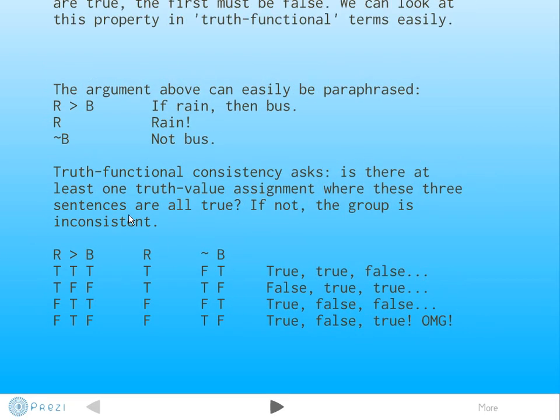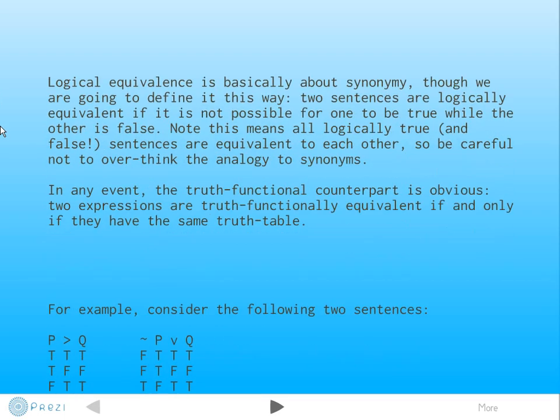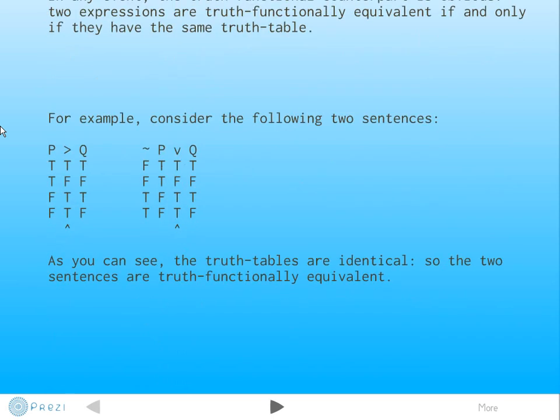Now, logical equivalence is basically about synonymy, though we're going to define it this way. Two sentences are logically equivalent if it is not possible for one to be true while the other is false. Note this means all logically true and false sentences are equivalent to each other, so be careful not to overthink the analogy to synonyms. But in any event, the truth functional counterpart is pretty obvious. Two expressions are truth functionally equivalent if and only if they have the same truth table. So consider the following two sentences, if P then Q and either not P or Q. As you can see, their truth tables are identical, so the two sentences are truth functionally equivalent.